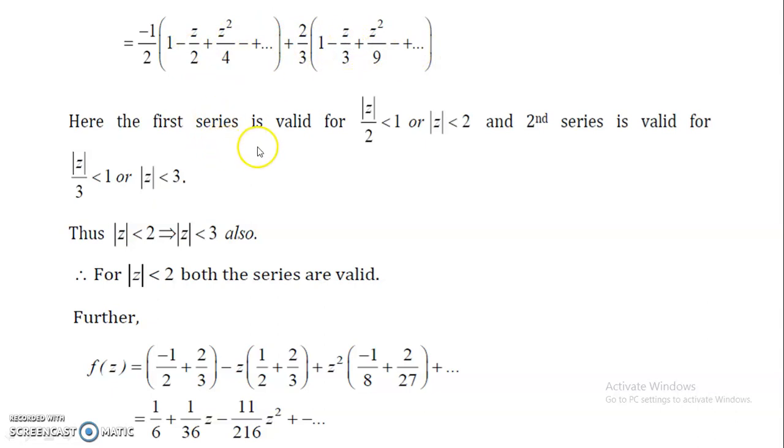So here the first series is valid for mod z less than 2 and the second series is valid for mod z less than 3. So it is valid within that. Since mod z is less than 2, it is less than 3 also. Therefore, for mod z less than 2, both the series are valid there. Further, you can simplify it by taking the like terms of z power there, and the simplified form of this f of z is this.